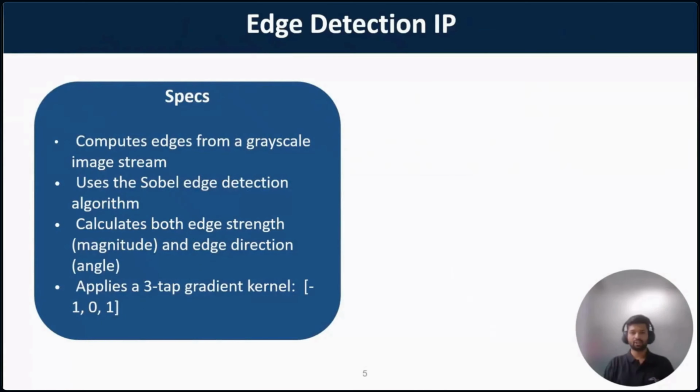Now let's look at the edge detection IP itself. At its core, the IP is designed to process a grayscale image stream in real time. It implements the widely recognized Sobel edge detection algorithm, which is deterministic and pipeline friendly. For each pixel, it computes two outputs: the gradient magnitude, which represents the edge strength, and the gradient angle, which gives the edge direction. The Sobel algorithm works by convolving a three-tap gradient kernel across the image, one horizontal pass and one vertical pass. The results are combined to get the magnitude and the angle.